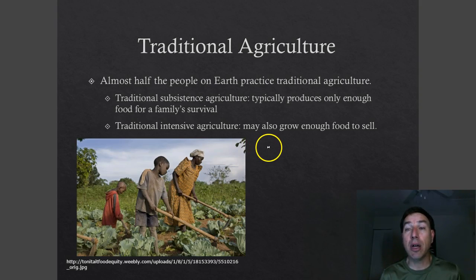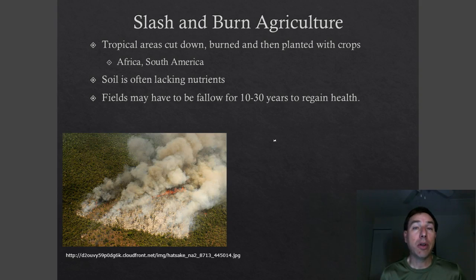You still don't produce a mass amount for other countries like we do in the United States. Also, a type of traditional agriculture is slash and burn agriculture. This is mostly found in tropical rainforest areas, where they will actually burn the forest down. They will then till the soil up and plant their crops. And there are some problems with this. Obviously, habitat destruction is one.